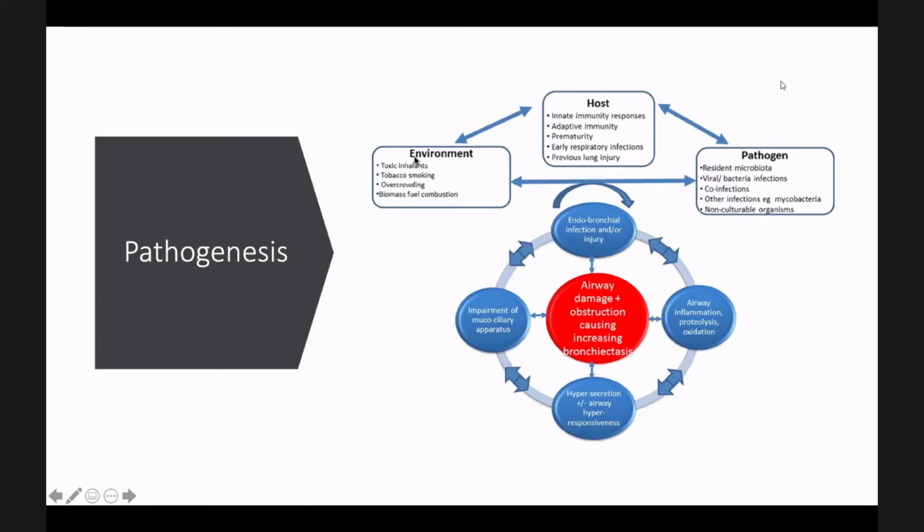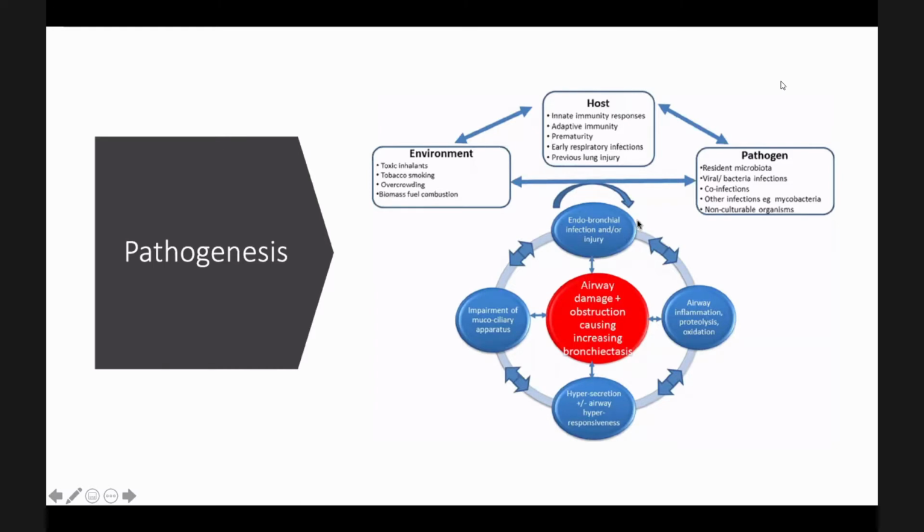For the environment, it can be toxic inhalants, tobacco smoking, overcrowding, biomass fuel combustion, all these things. And the pathogens: resident microbiota, viral or bacterial infections, repeated viral or bacterial infections causing repeated pneumonia is also a risk factor. Co-infections like Mycobacterium tuberculosis, and non-culturable organisms. In the case of viral infections in children, you should also think about measles. Sorry, I said mumps, it is measles. So measles infection might lead to bronchiectasis.